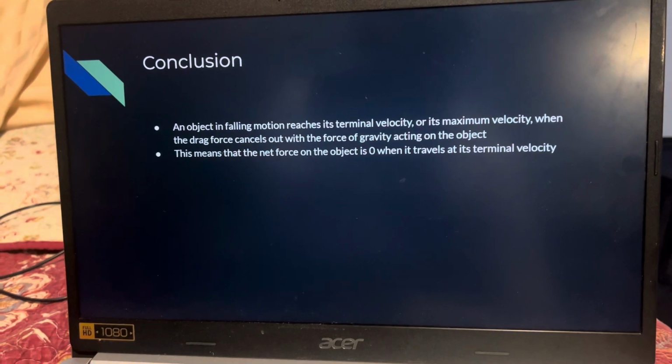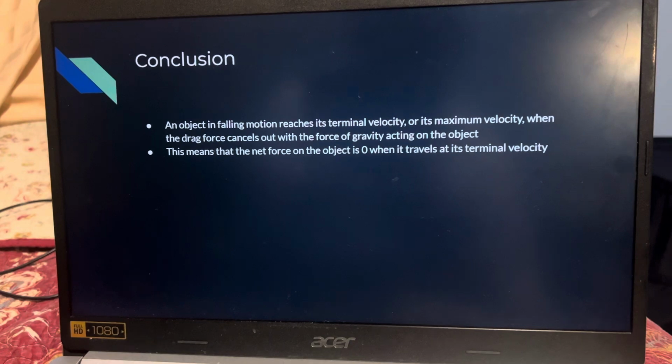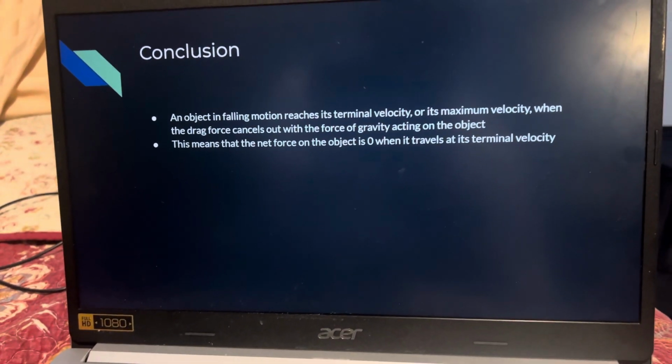And then conclusion: an object falling in motion reaches terminal velocity, or its max velocity, when the drag force cancels out the force of gravity acting on the object, and that means that the net force is 0.